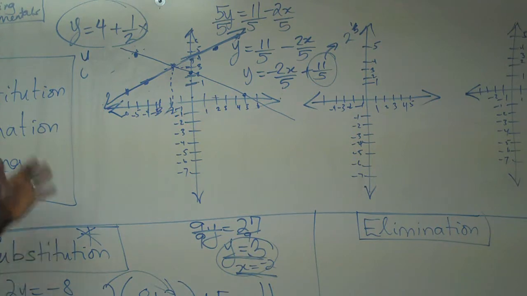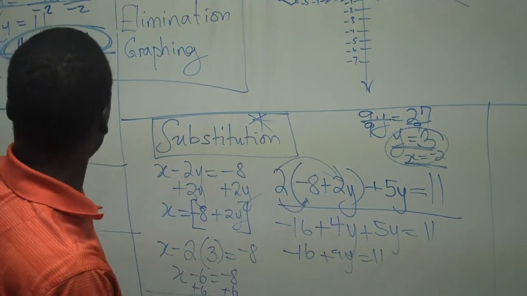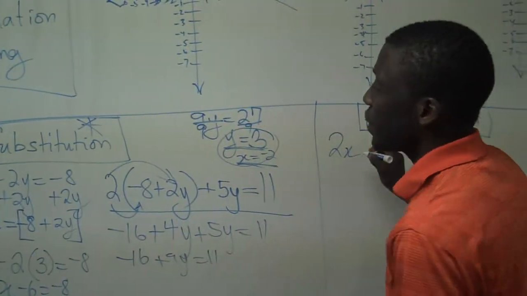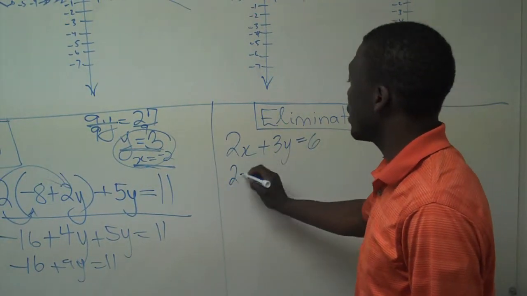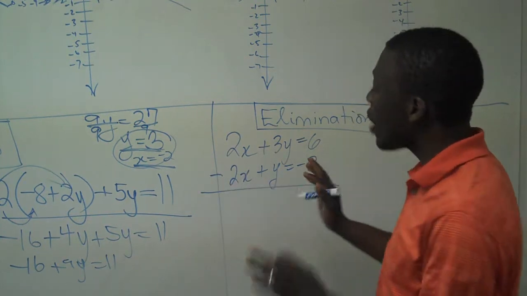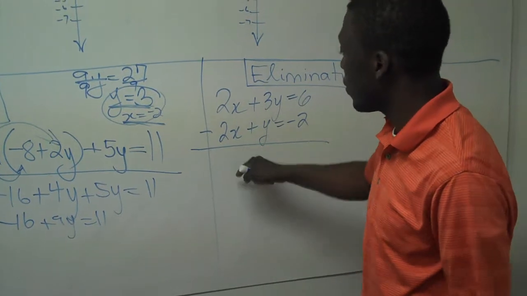You can use substitution, you can use graphing, and you can use elimination. The idea with elimination, and I'm just going to use elimination for the second one as we close, is 2x plus 3y is equal to 6, and 2x plus y is equal to negative 2. Okay, here's the thing. With elimination, you eliminate one variable right away. So I'm going to subtract.